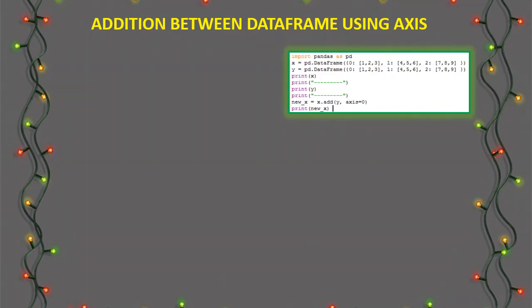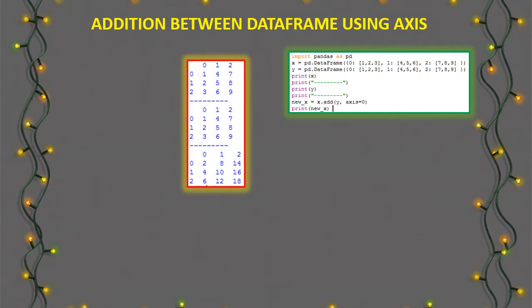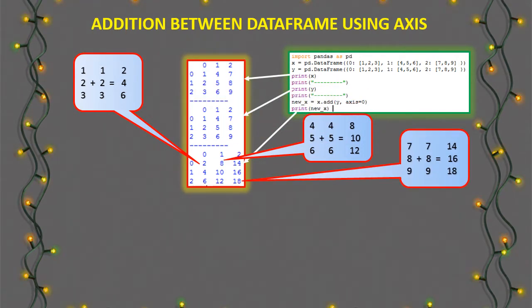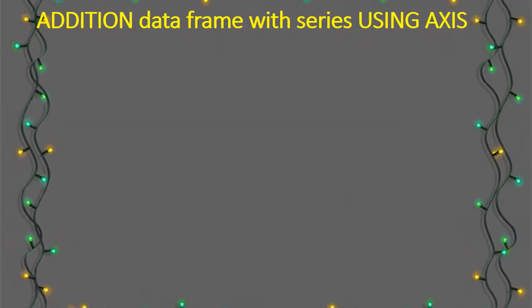And next, using the axis property, we can also add two data frames. Here are two data frames, x and y, and the call is x.add(y, axis=0). Based on that, we are going to add the data column-wise. Both data frames x and y contain an equal number of rows and columns. Both the row labels and column labels are matched, so they are added and the result will be displayed.